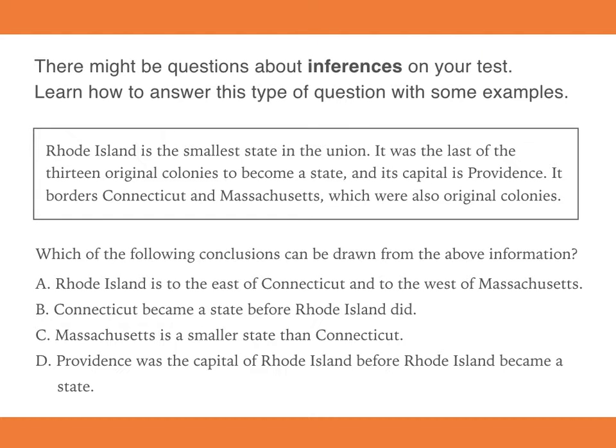The example reads, Rhode Island is the smallest state of the Union. It was the last of the 13 original ones to become a state, and its capital is Providence. It borders Connecticut and Massachusetts, which were also original colonies.